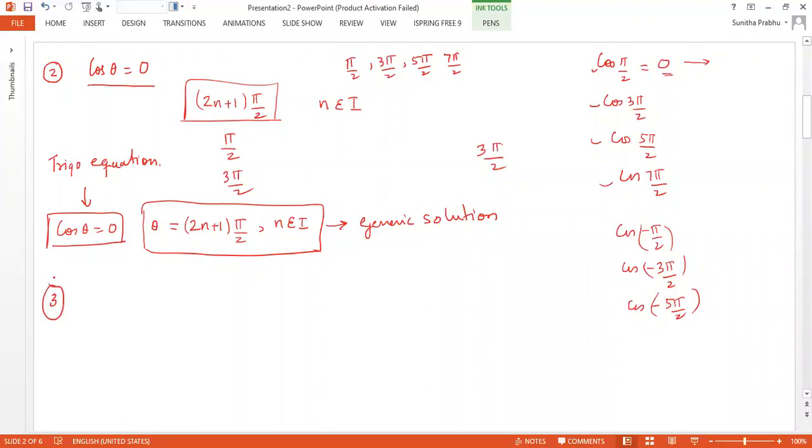Then the last one, before I do one numerical possibly today, is the generic solution for tan. If I have tan theta is equal to 0, in a similar fashion, your theta has to be equal to n pi, where n belongs to integers. Whenever you have tan theta is equal to 0 type of an equation, this is going to be it.